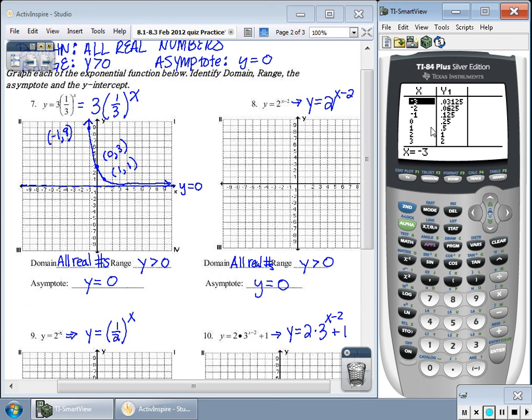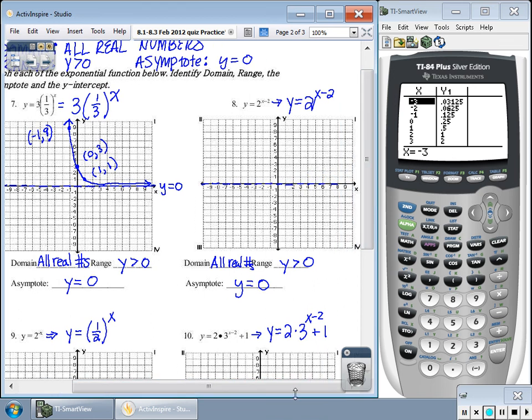0, 0.25. Oops, excuse me. We want to put our horizontal asymptote on there. Don't forget that, Mr. Chapman. There we go. Let me move this over. And remember, you want to label this y equals 0.